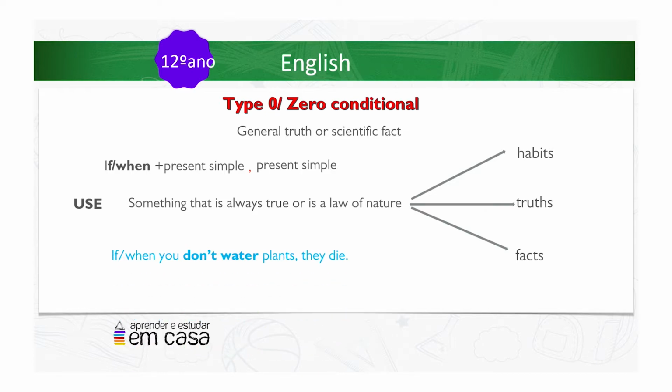Example, if or when we don't water plants, what happens? You have a plant and you don't put any water in your plant. It dies, right? Or what happens if you heat butter? Is there any way that you can put fire and put butter on it and it doesn't melt? No, that's a fact. So when it's a fact, it has to happen, we use zero conditional.